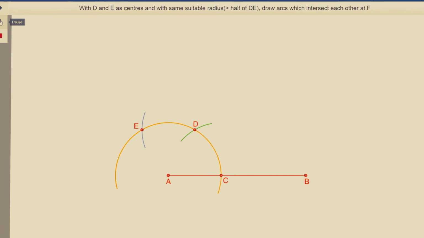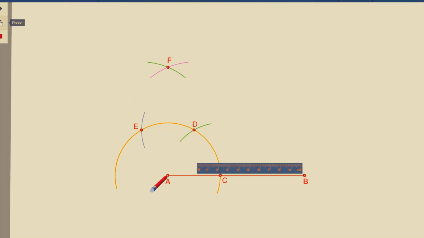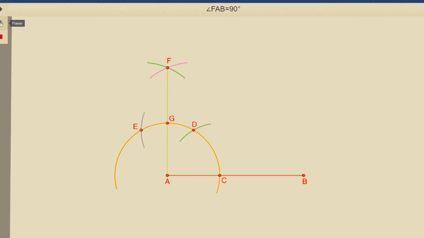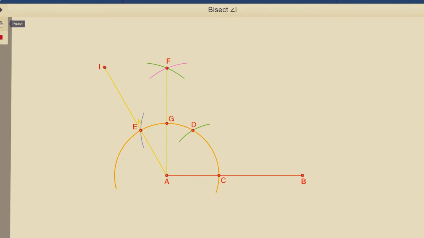With D as center and any radius, draw an arc. With E as center and the same radius, draw an arc. Both cross at point F. Join AF. Angle FAB equals 90 degrees. Now join AE. Angle IAB equals 120 degrees.